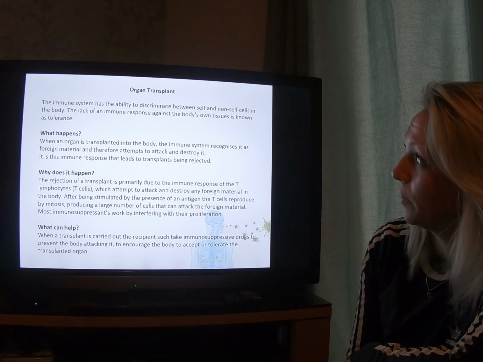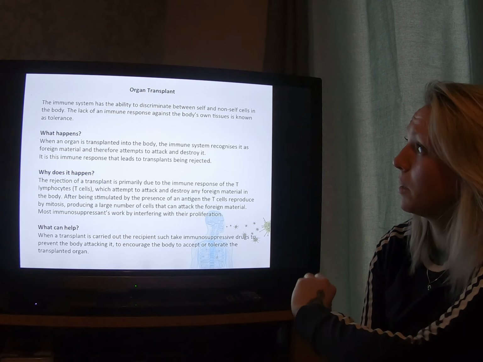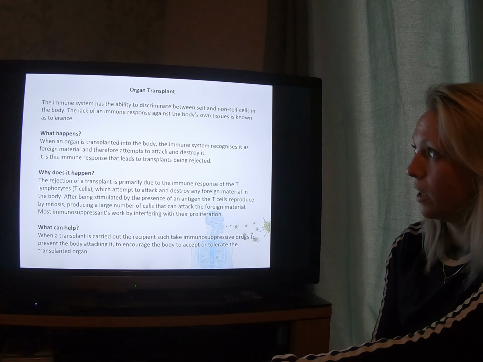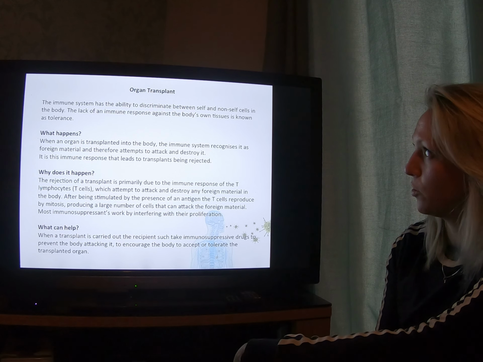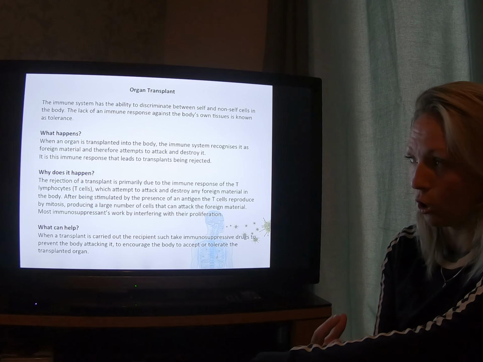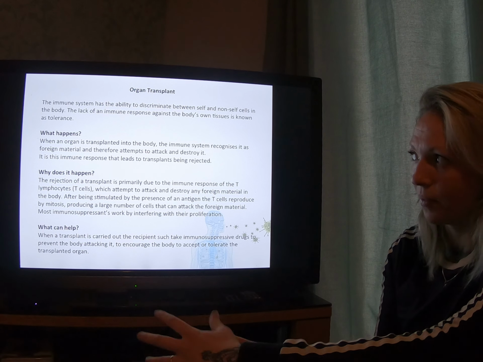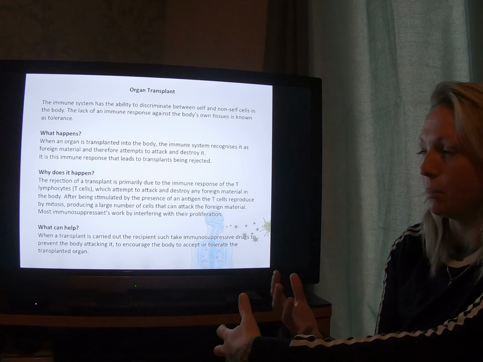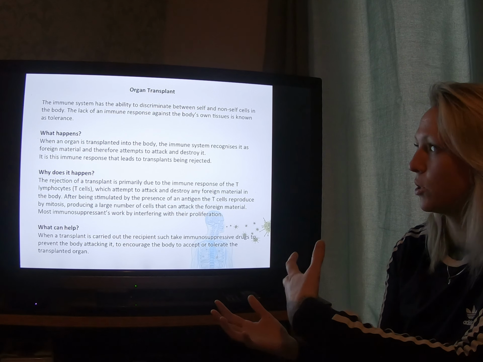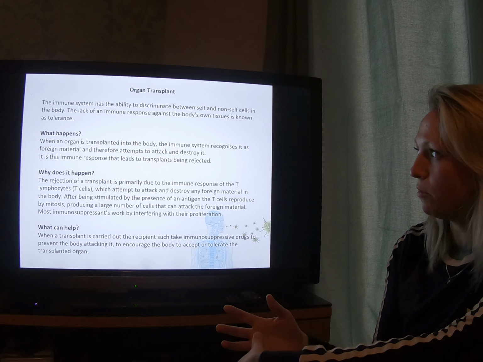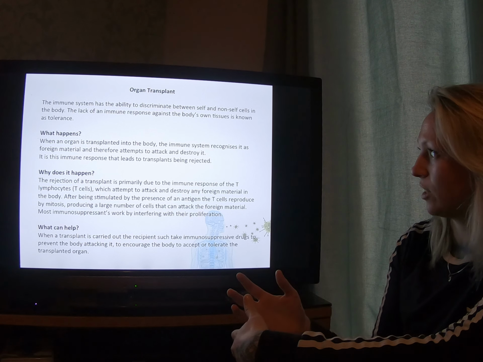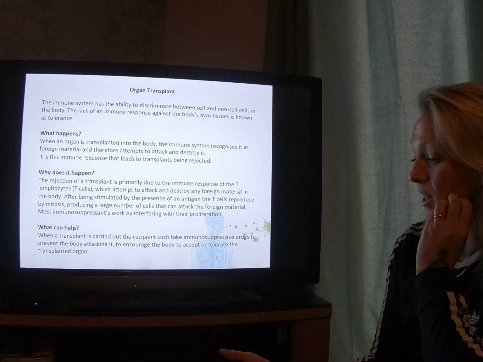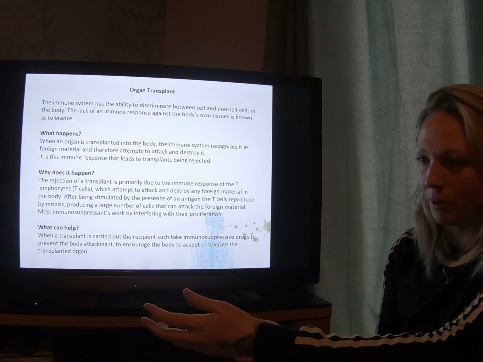So organ transplant. So the immune system has the ability to discriminate between self and non-self cells in the body. The lack of an immune response against the body's own tissue is known as tolerance. So what happens? An organ is transplanted into the body. The immune system recognises it as foreign material and therefore it attempts to attack it. It is this immune response that then leads to the transplant being rejected. So why does that happen?